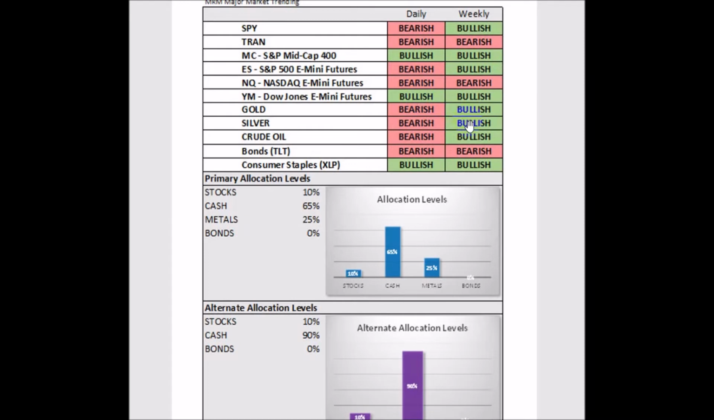Gold and silver moved to bullish on daily. Crude oil moved to, this is weekly. I've got these backwards. It's actually daily over here. I'll fix that. Crude oil is bullish weekly, bearish daily. Bonds are bearish. Consumer staples are bullish.